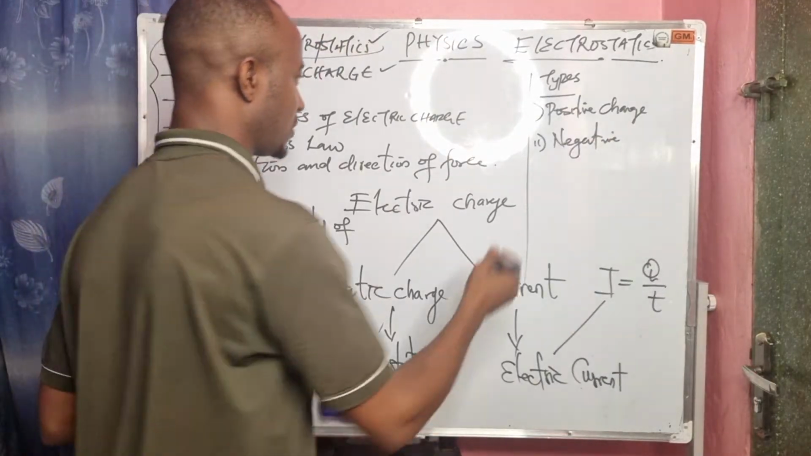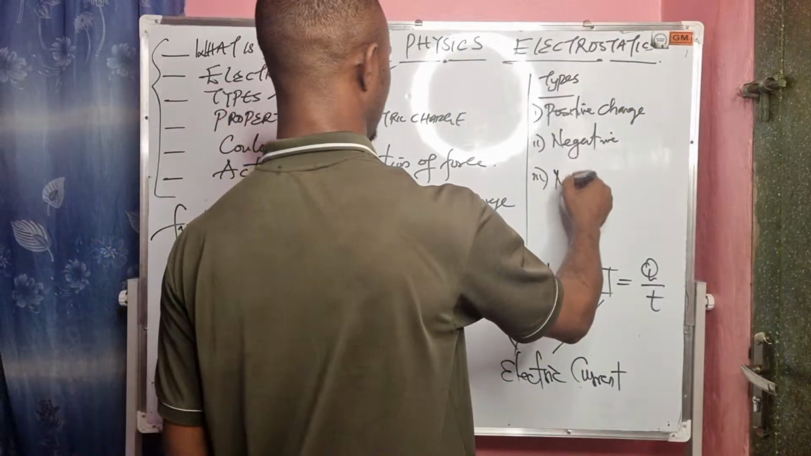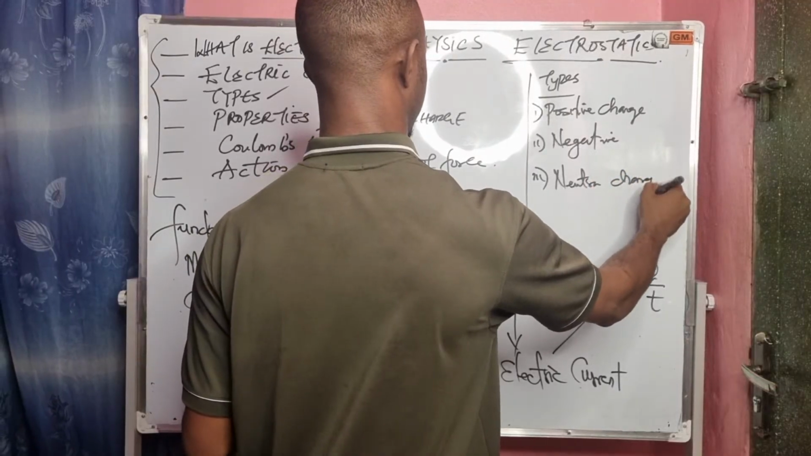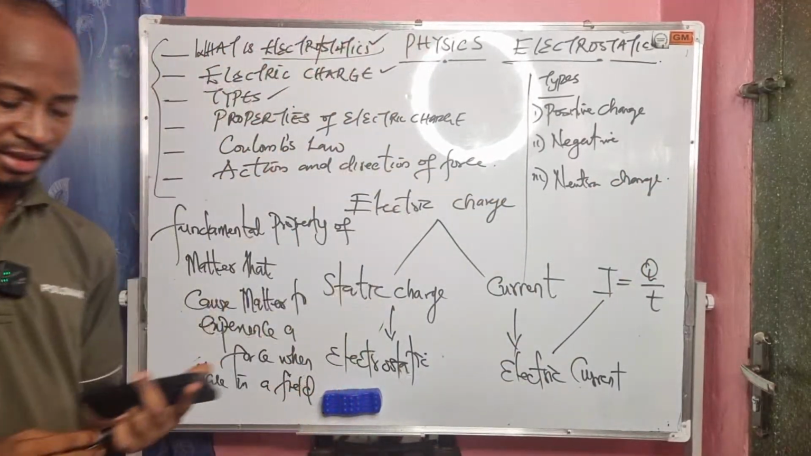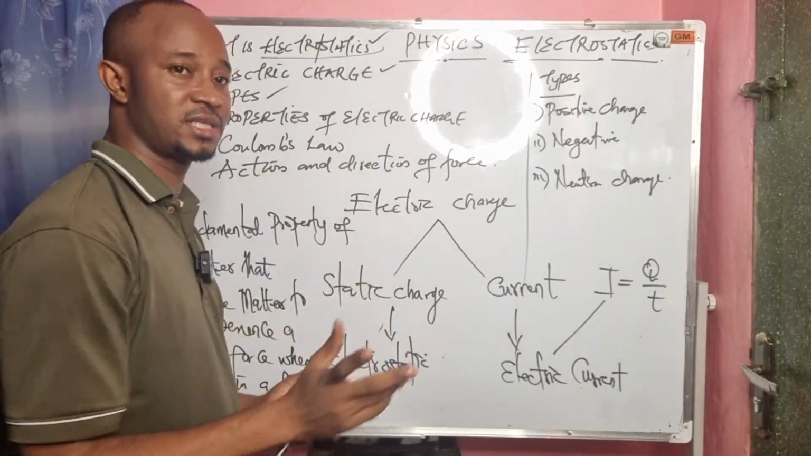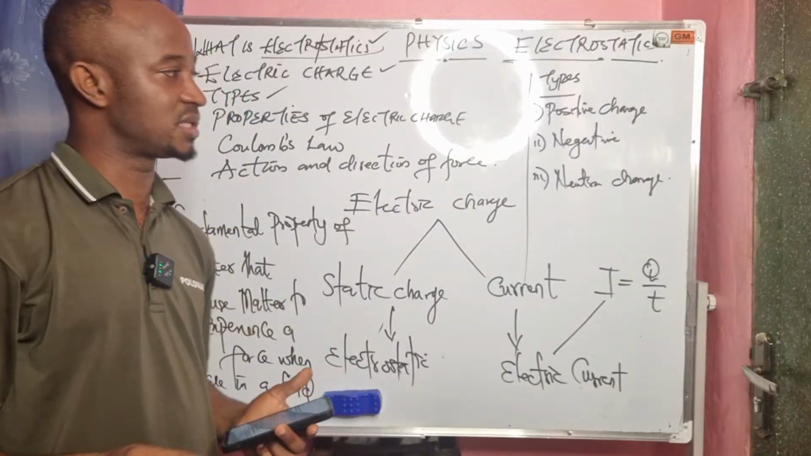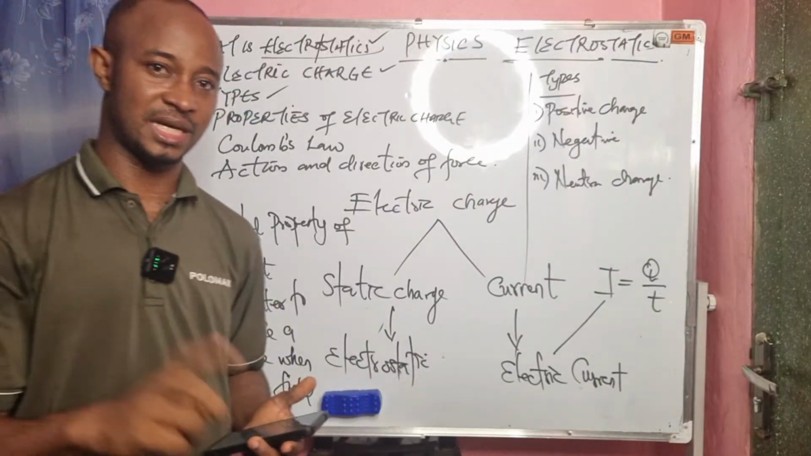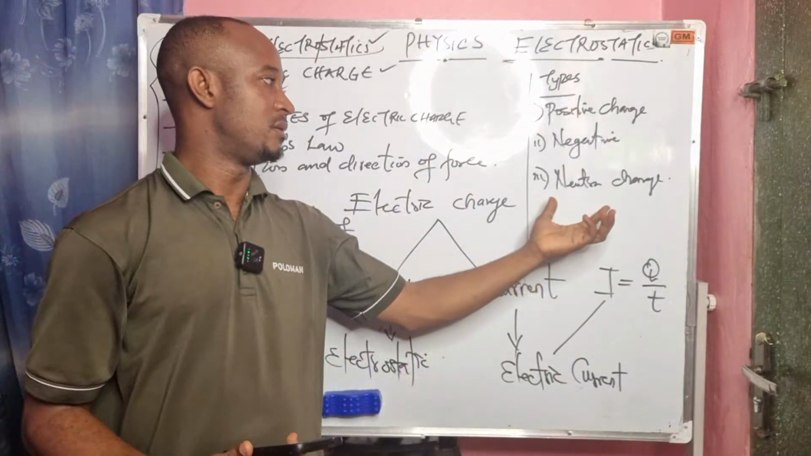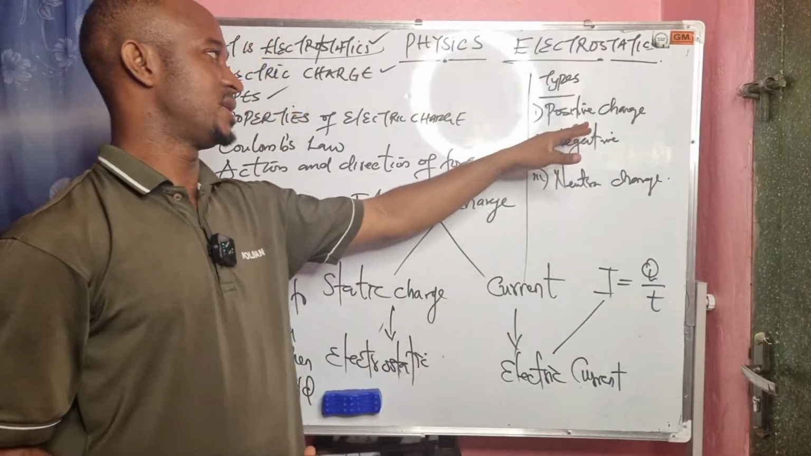Now we have defined the word electrostatics. We have defined the word electric charge. Then the two types of electric charge: number one, we have the positive charge. Number two, we have the negative charge. These are the two types of charge. In case they say give the three types, then there is one called the neutral charge. But basically, in some exams, they will just tell you to give the two types of charge. So what you just mention is positive charge and negative charge. If they say give the three types, it means they are now requesting the neutral charge.